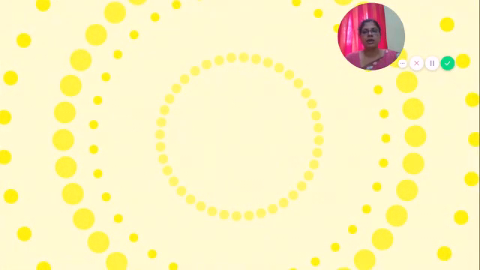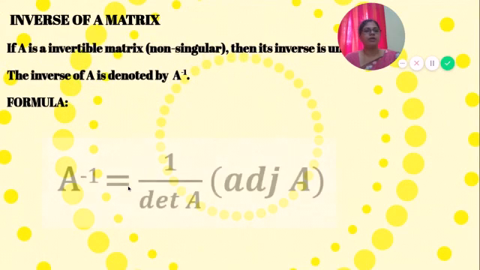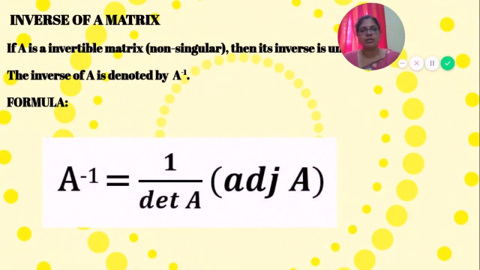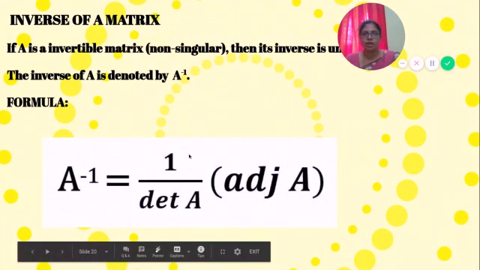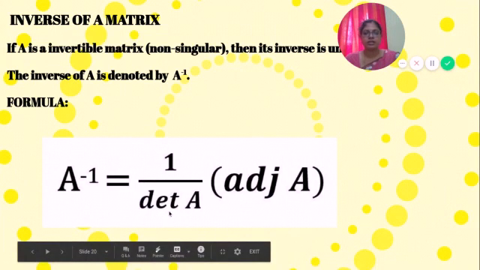Now, let us see how to find the inverse of a matrix. If A is an invertible matrix, what do we mean by an invertible matrix? A matrix A should be non-singular. The inverse of a matrix is denoted by A inverse. This is the formula for the inverse of a matrix: A inverse is equal to 1 by determinant A, that is, 1 by modulus of A, into adjoint of A.